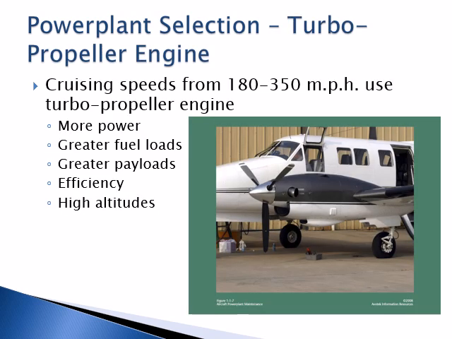For aircraft cruising between 180 and 350 miles per hour, the turbopropeller engine is the optimal choice. These engines provide significantly more power than piston engines, enabling higher performance at greater altitudes. With their ability to handle larger fuel loads and heavier payloads, they are ideal for regional transport, surveillance, and specialized missions. Turboprops also offer improved fuel efficiency and better climb rates, making them dependable for operations requiring both speed and endurance. Their versatility and economy make them a staple in both commercial and military aviation.